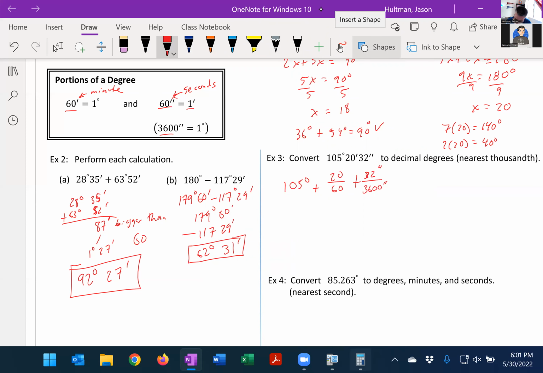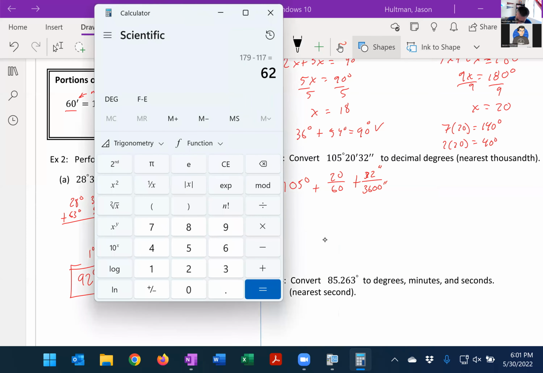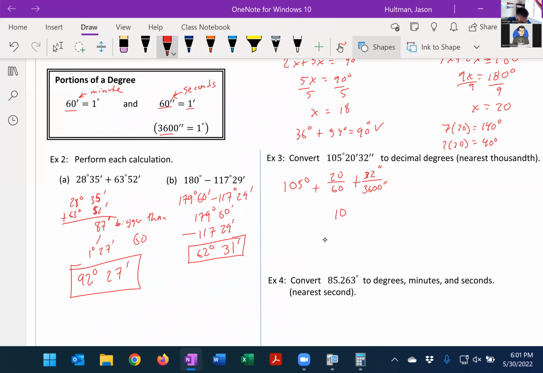So I'm going to plug that into the calculator. We're going to say it's 105 plus 20 divided by 60 plus 32 divided by 3,600. And that's 105.342. They're wanting us to go to 3 decimal places. So 105.342 degrees.